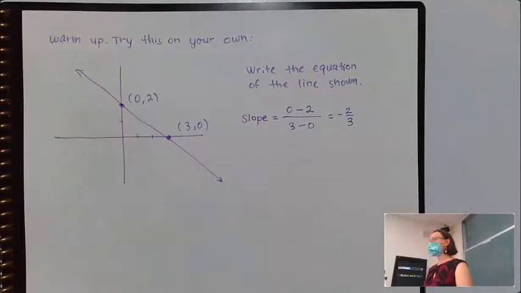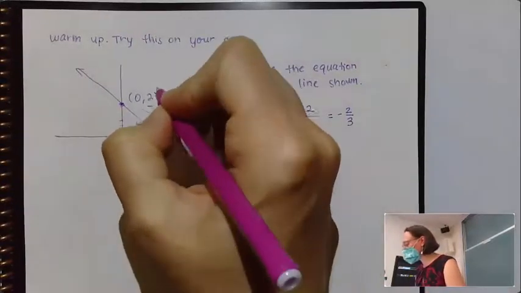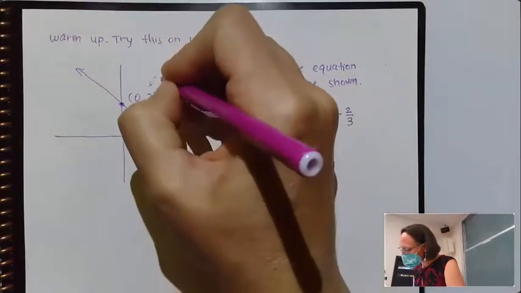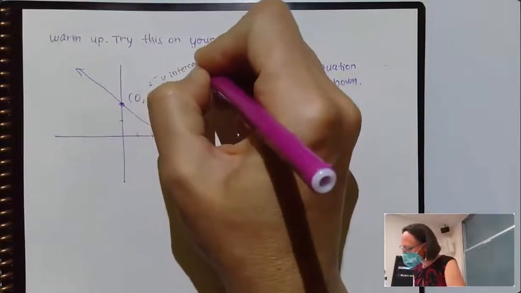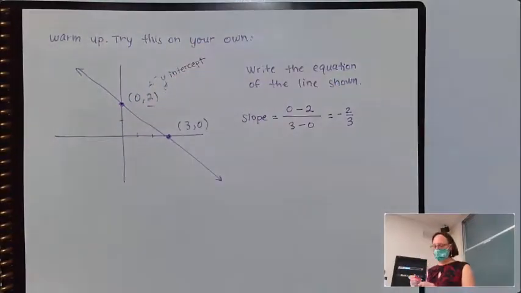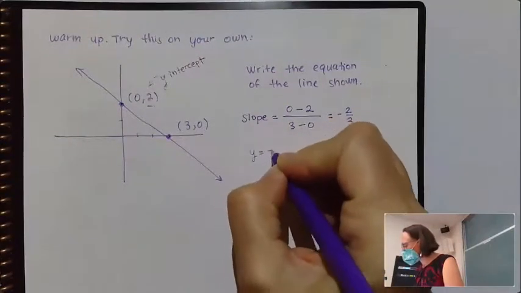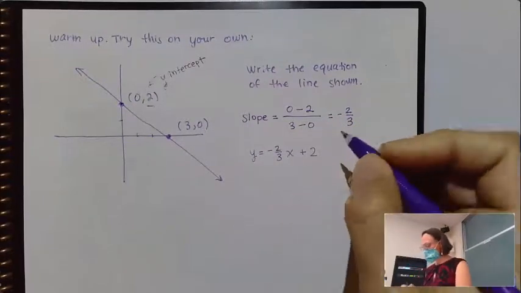Now that we've got our slope of -2/3, we can choose either of the points to plug into our point-slope form, or we can use the slope-intercept form. Since we have a Y-intercept value right here, I'm going to go ahead and just use the slope-intercept form and say Y is equal to -2/3 X plus 2.